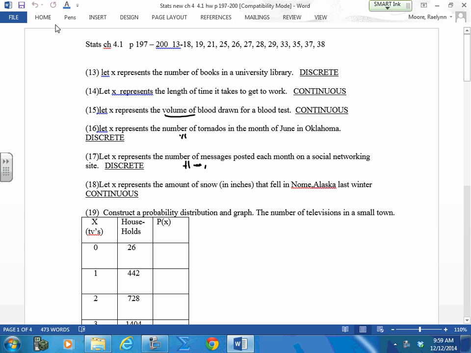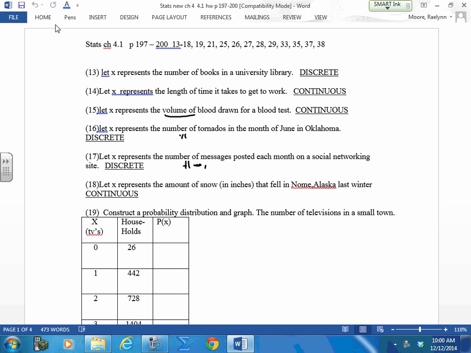Telling the difference between discrete and continuous. Again, write yourself briefly what it is. For the first one, I would just say number of books, discrete. When you see the word discrete, that means nothing. Number of books? Oh yeah, I can count those. Those are countable. 1, 2, 3, I can count them.